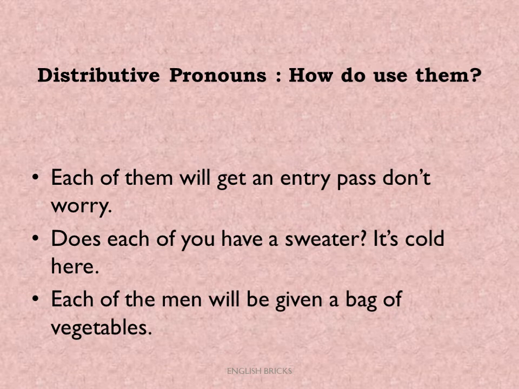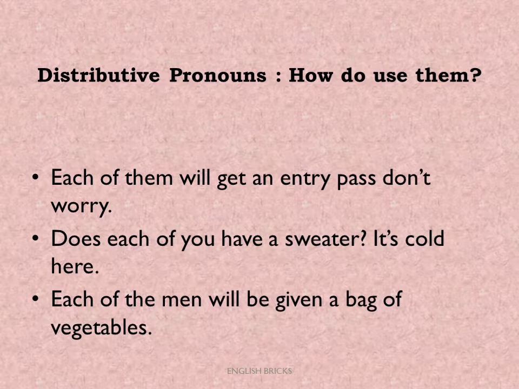I want you to listen to this bit very carefully for you to understand clearly what distributive pronoun is and what the definition means. Now look at the first sentence there. Each of them will get an entry pass. Don't worry. Now who is each of them? Them, plural. We don't know how many of them are there. But when you look at it like this, each of them, each stands for one person at a time. So, each of them represents one person at a time and it is treated as singular. Each of them will get an entry pass. Don't worry.